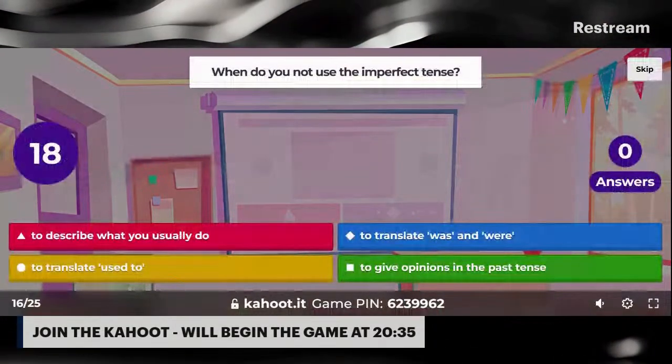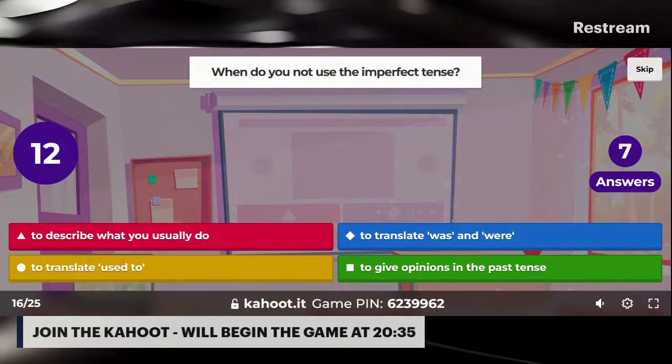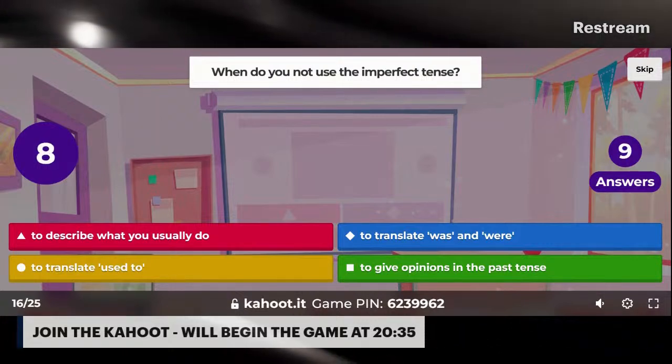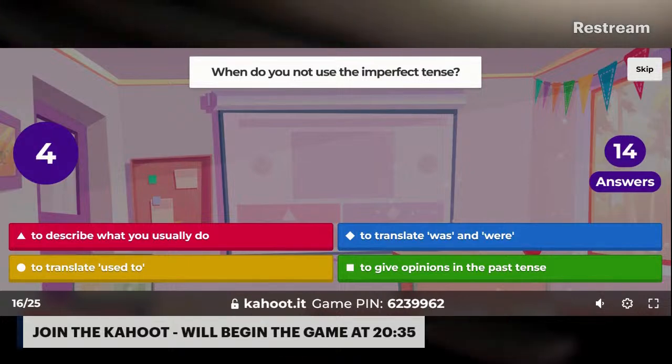When do you not use the imperfect tense? Is it to describe what you usually do? To translate was and were? To translate used to? Or to give opinions in the past tense? So when do you not use the imperfect tense?